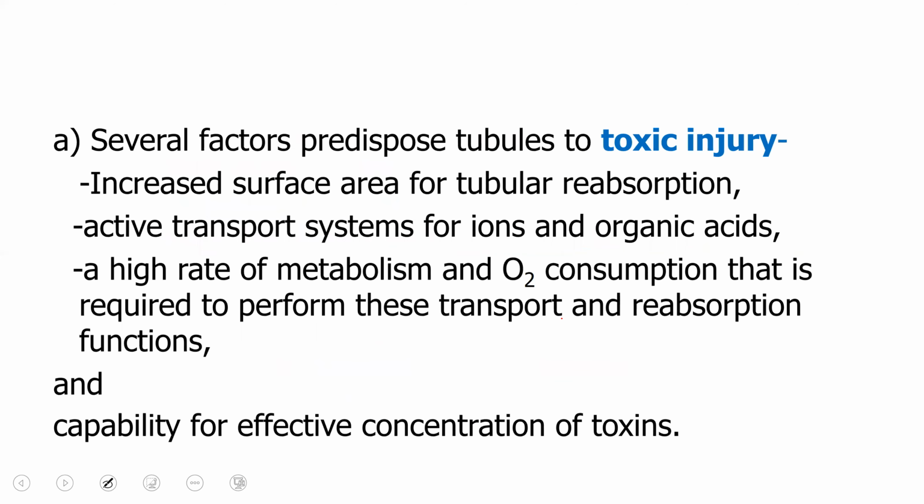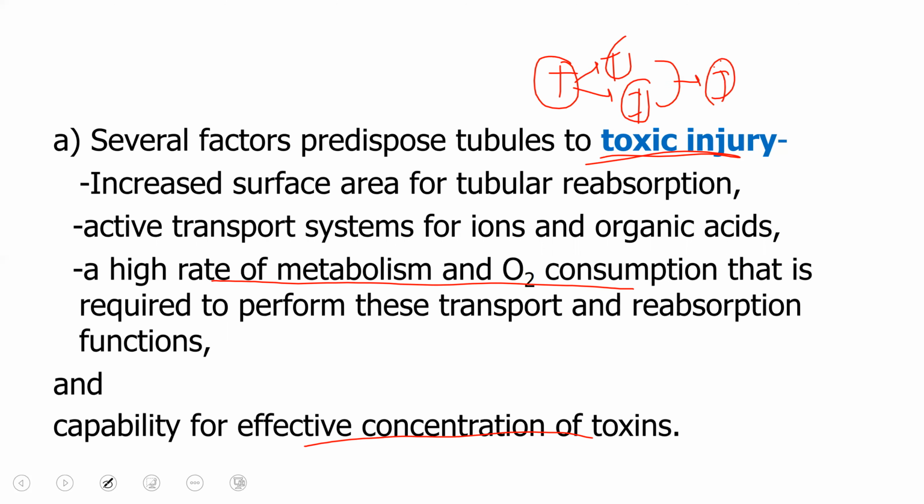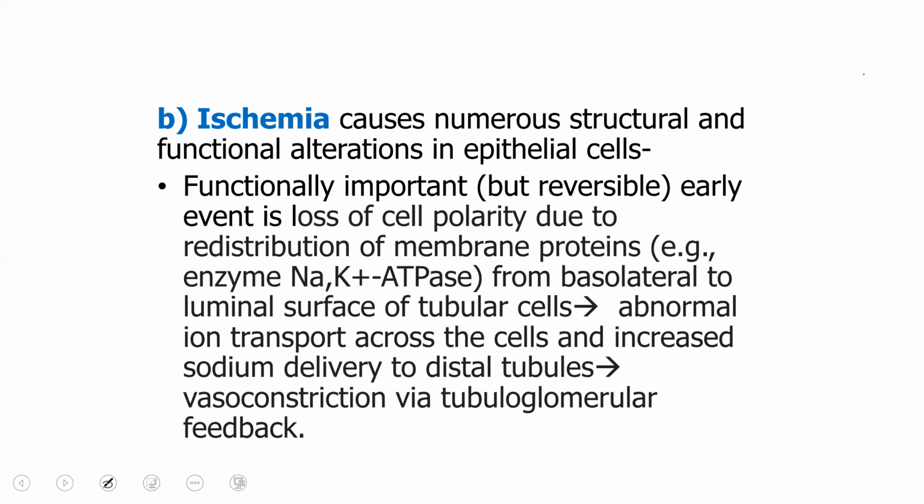The next fact is that several factors will predispose the tubule to toxin injury. I've already mentioned all of these facts: there is concentration of the toxin, and there is a high rate of metabolism of oxygen. These factors will result in the tubules being highly susceptible to toxin and highly susceptible to ischemia. Because of that, there will be injury to the tubular epithelial cell, manifesting with necrosis of the tubular epithelial cell, causing acute tubular injury or acute tubular necrosis.